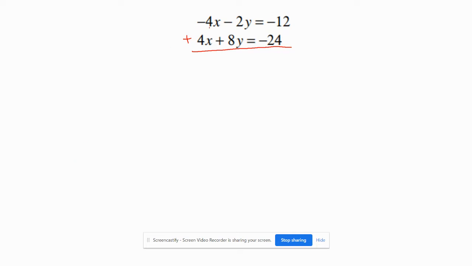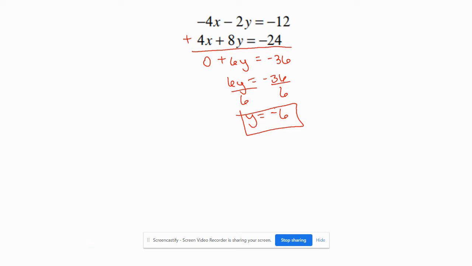Each time, you're going to add the equations together. So negative 4x plus 4x is just 0. Negative 2y plus 8y is positive 6y. And if I add these two constants together, negative 12 and negative 24, I should get negative 36. So I'm left with 6y equals negative 36. To solve that, you divide by 6, and y would give you negative 6. So I have my y value.